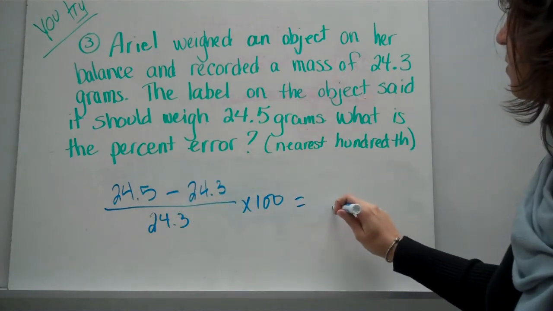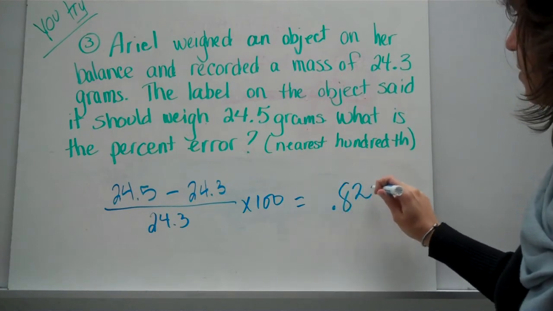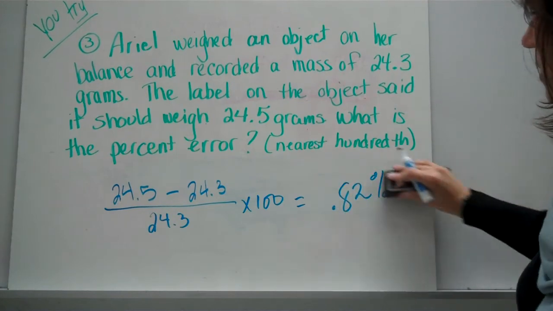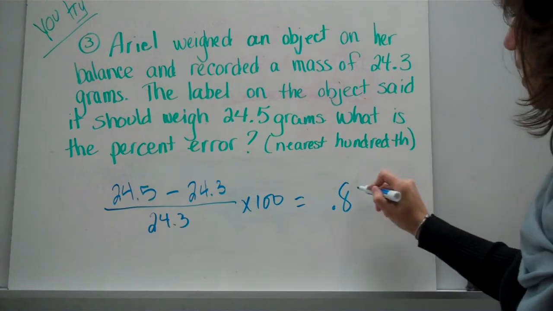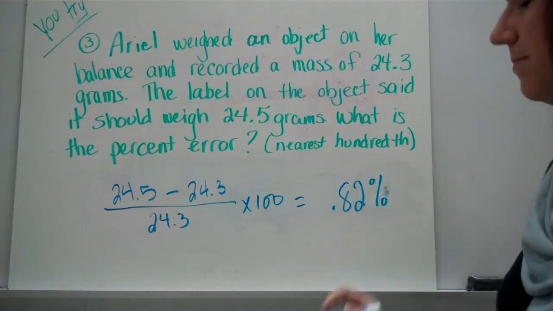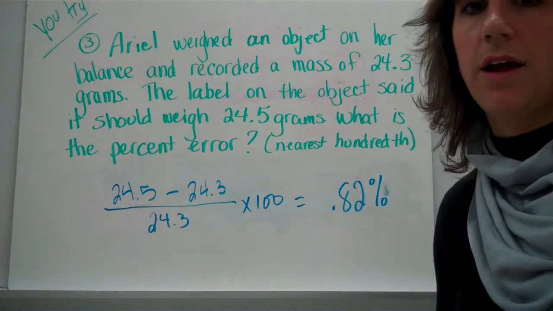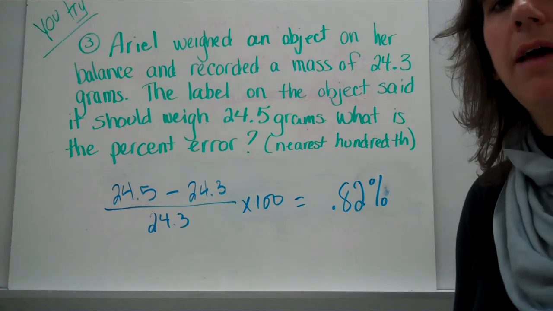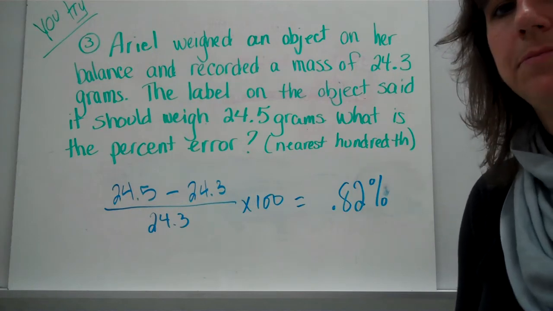You should have gotten a rounded answer. Oops, I can write that a little bit better there. 0.82%. So it's less than 1% error. Ariel did a great job and was very accurate in her measurements.